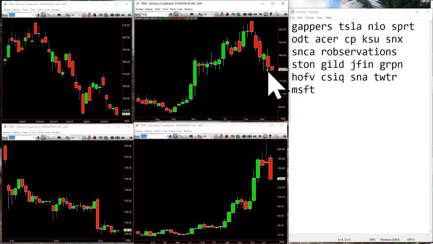So we were looking for this to take that out, which we got right out the chute here on the opening right there, because that reconfirms this monthly here. The 2 up, 2 down reversal, still good. So PDD still in some trouble here.